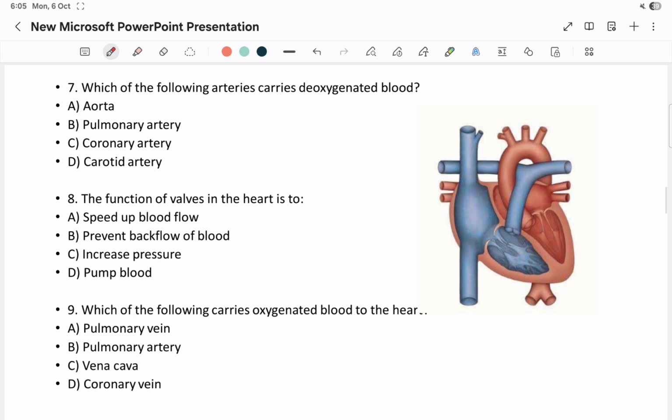Question number 7. Which of the following arteries carry deoxygenated blood? We know that the artery that carries deoxygenated blood is the pulmonary artery. The aorta carries oxygen-rich blood, and the pulmonary artery carries deoxygenated blood from the heart to the lungs for oxygenation. And the aorta carries oxygen-rich blood to the body.